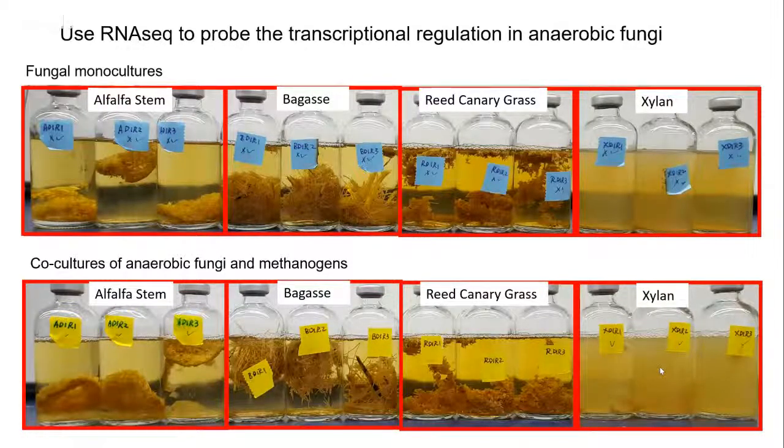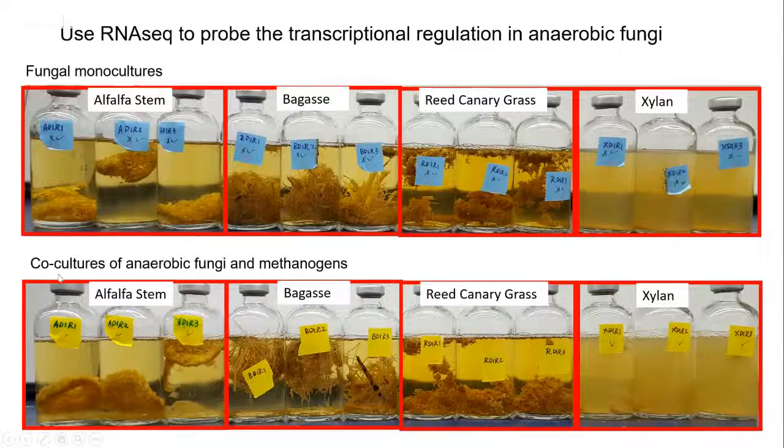So this is an experimental setup that I have provided. Here on the top are fungal monocultures, and I've grown them in triplicates on 4 different types of substrates, including alfalfa stem, which is very rich in pectin, bagasse. In case you're not familiar with that, that's just the fibrous part of sugarcane after the sugar extraction, and reed canary grass, which is an energy crop, as well as an invasive species in North America, and xylan, which is just a pentose polymer.